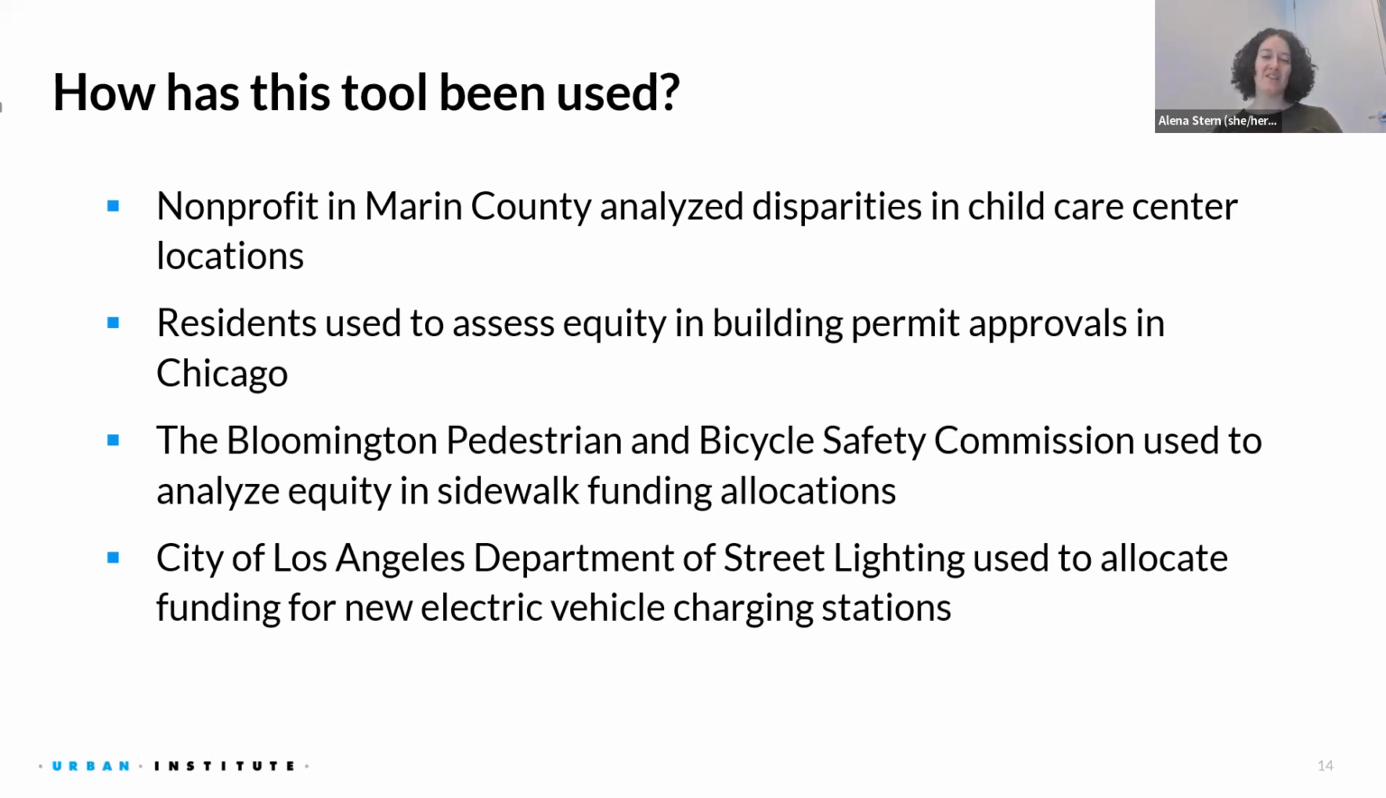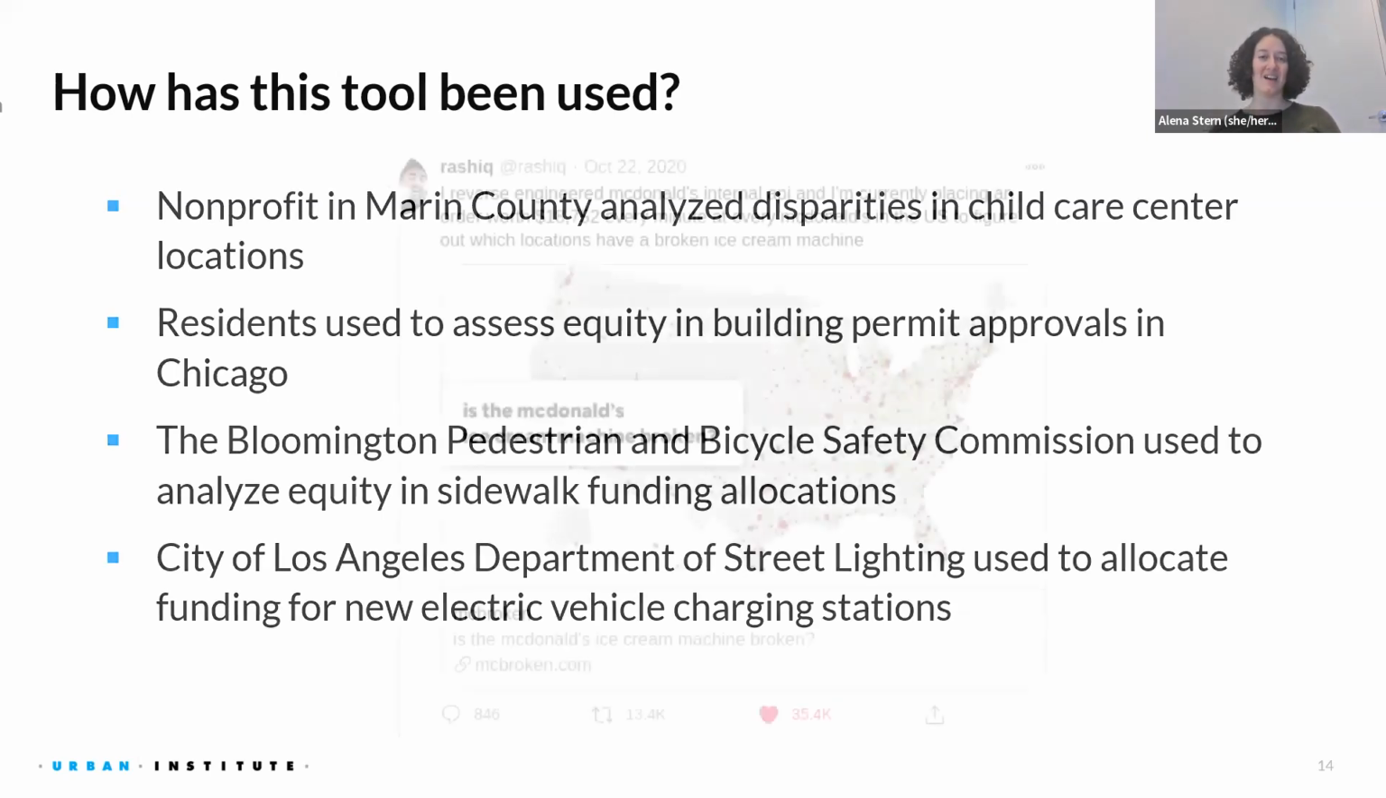The Bloomington Pedestrian and Bicycle Safety Commission used the tool to analyze equity in sidewalk funding allocations. So it's another type of data, looking at the locations where money is being spent and thinking about distribution and budgetary allocations. And then finally, the City of Los Angeles Department of Street Lighting used the tool to allocate funding for new electric vehicle charging stations. Next slide.